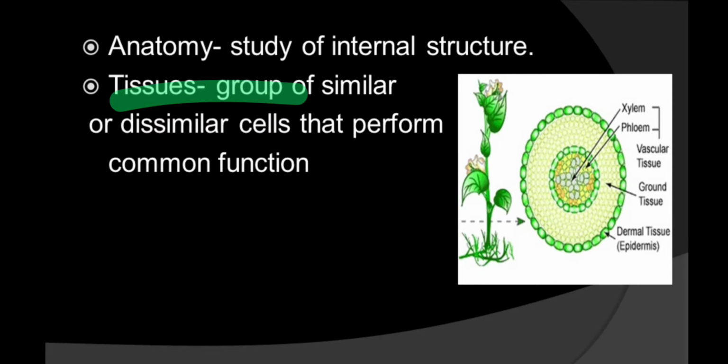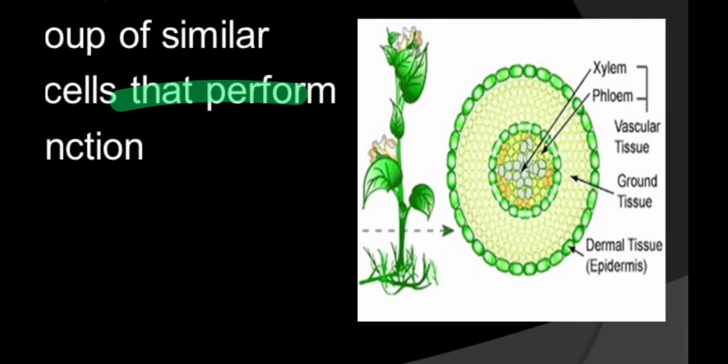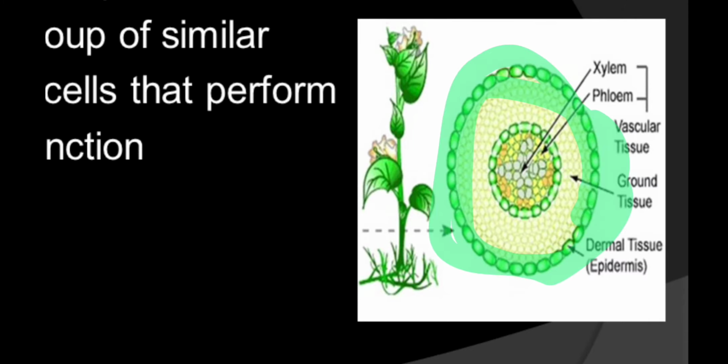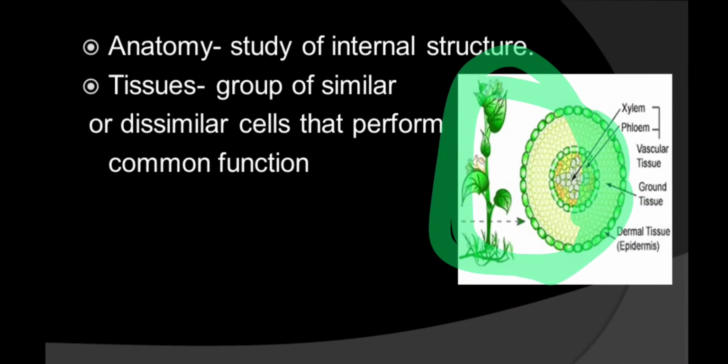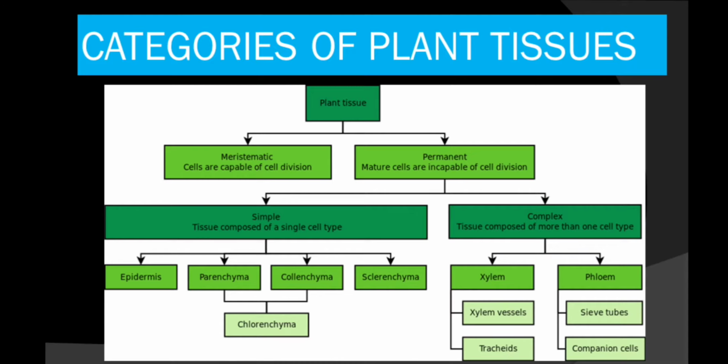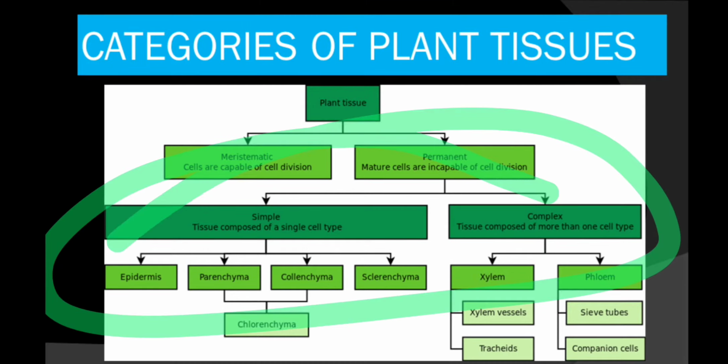Here you can see this outer layer, the epidermis, and it is made up of many cells. If they are made up of many cells performing a common function, then we call it a tissue. Here we will focus on the meristematic tissue, and this is the classification of the tissues in plants.